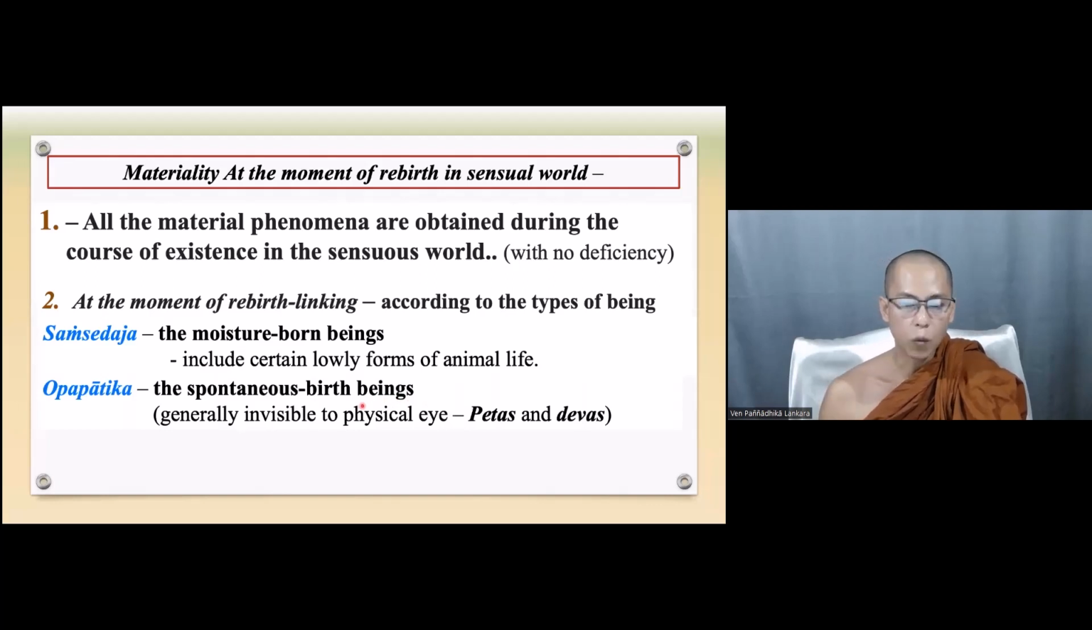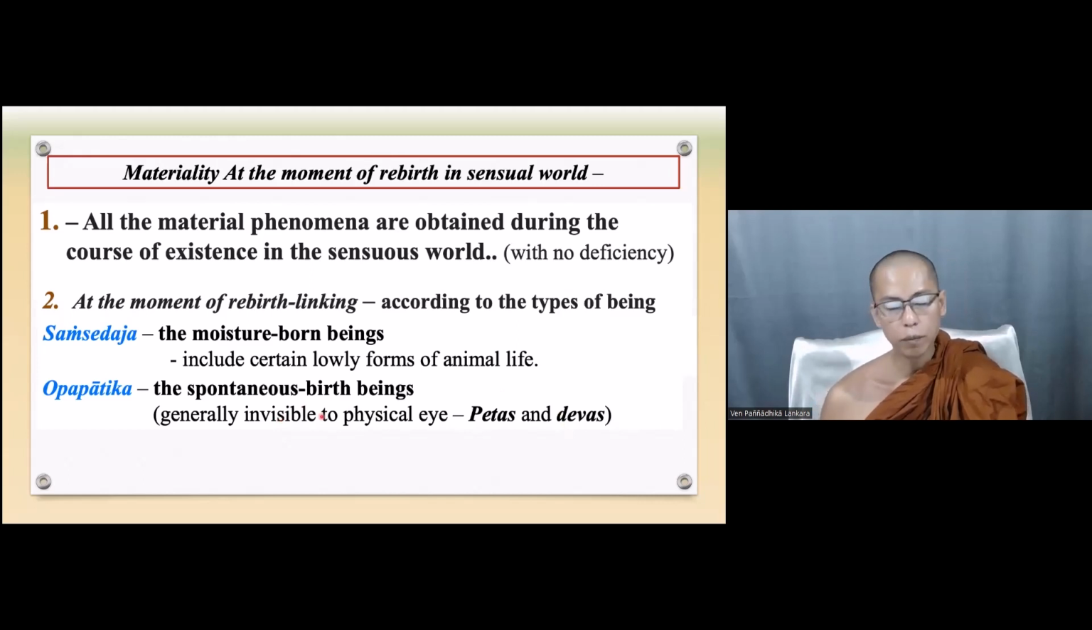So they were born in a short time. Their aggregates are born spontaneously, so they are called the spontaneous birth beings. Generally, they are invisible to our physical eye. So Petas and Devas are those types.